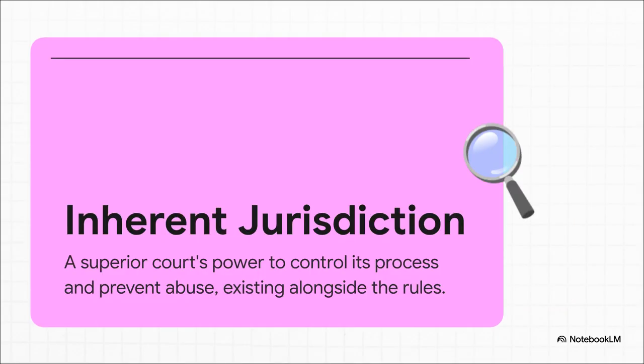And one last vital point. Don't forget that on top of all these rules, a superior court always has its own inherent jurisdiction. This is the fundamental power the court has to protect its own processes from being abused. It exists completely separately from Rule 171. Think of it as the court's ultimate power to ensure fairness and stop people from playing games with the system, as cases like General Steel Industries have long established.